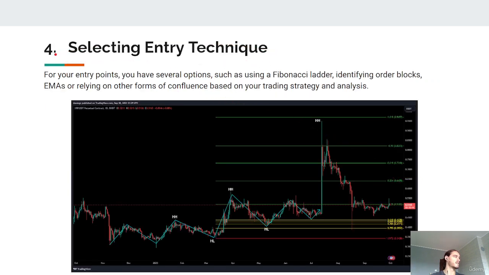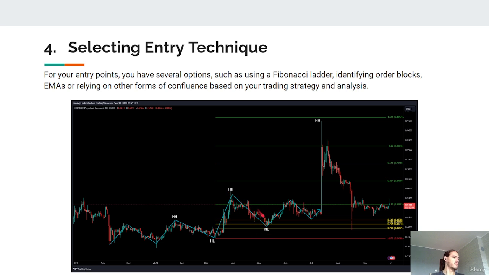Selecting entry technique. For your entry points, you have several options, such as using the Fibonacci ladder, identifying order blocks, exponential moving averages, or relying on other forms of confluence based on your trading strategy and analysis. So here, the reason to get in a trade was the market structure. So as you can see, we have a high, a low, a higher high, a higher low, and a higher high. So we are in a clear uptrend, and we want to get in on the pullback.